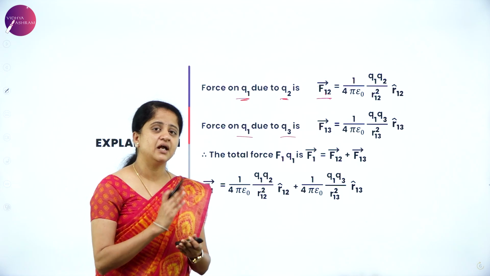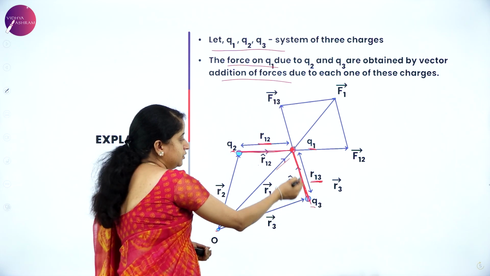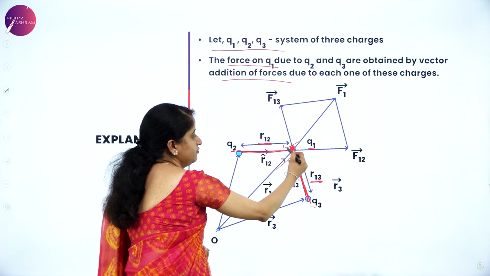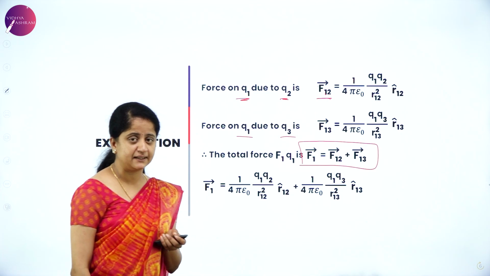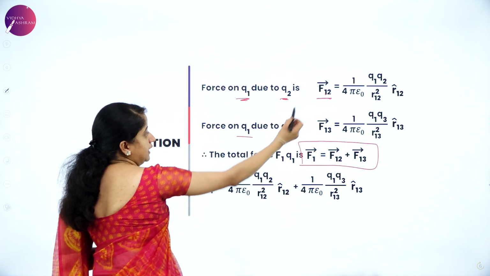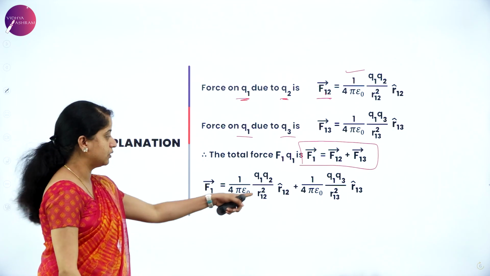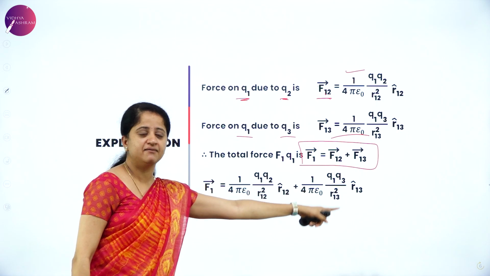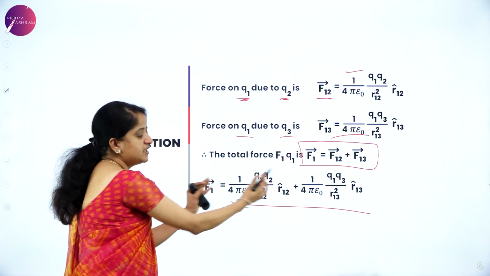So how do we calculate the total force at this point? Q2 and Q3 are also exerting some force on this point Q1. What is the total force on Q1? That can be calculated by taking the vector sum of all the forces at that point. So F1 is equal to F12 plus F13. Now what is F12? It is 1 by 4 pi epsilon naught Q1 Q2 divided by R12 squared into R12 cap, plus F13, which is 1 by 4 pi epsilon naught Q1 Q3 divided by R13 squared into R13 cap. Now look at this expression. Can we take anything outside?